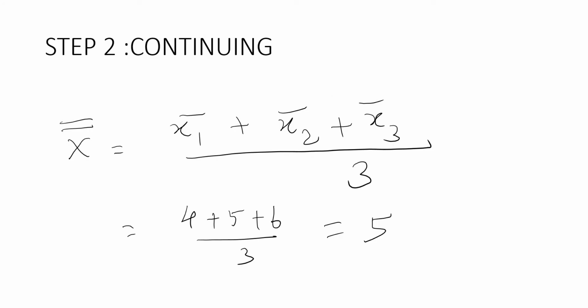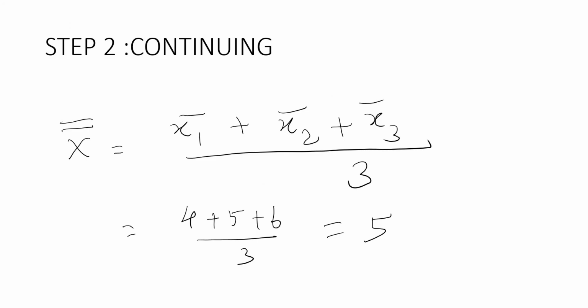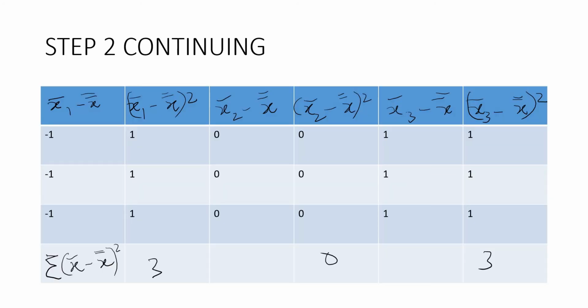This is also part of step 2. Here, in step 2, we are planning to calculate the variance. So we have x1 bar, x2 bar, x3 bar. The average of these three we call x double bar, the grand mean or grand average. So x double bar is equal to 4 plus 5 plus 6 divided by 3, which is 5. Simple. So you got it.